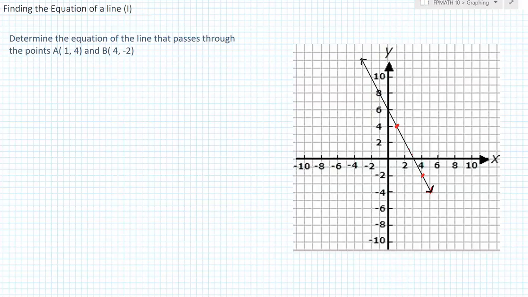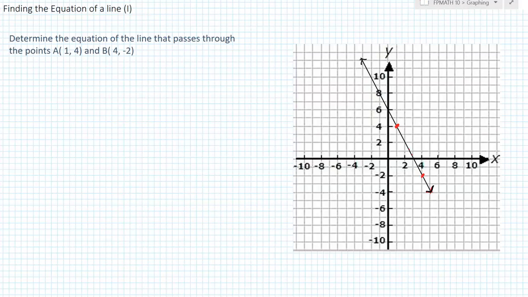So now let's look at a question or set of questions where in this case we need to find the equation of a line or different lines given certain information. All right, so as an example, let's start with the first one. We want to come up with an equation of this line that passes through the points (1, 4) and (4, -2).